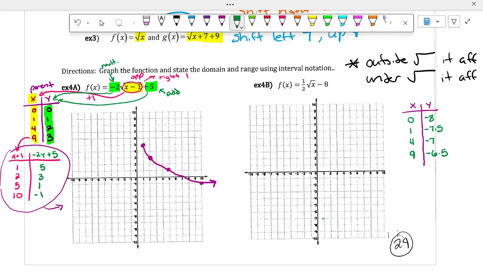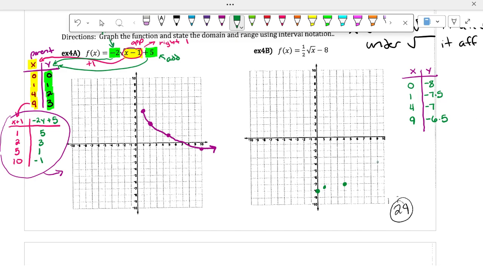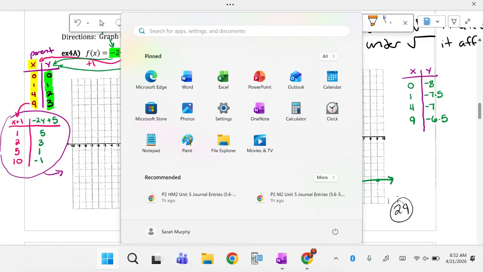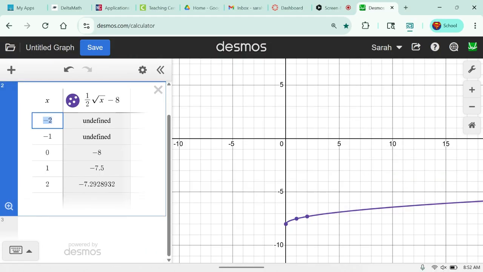So I have 0, -8. 1, -7.5. So you just kind of go halfway between -7, -8. 4, -7. 9, -6.5. So it looks like this. So again, if you were in Desmos, all right, I already generated the table.